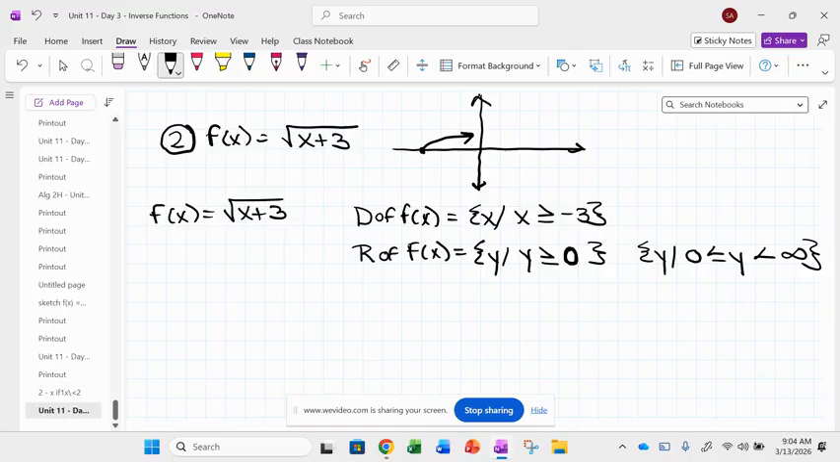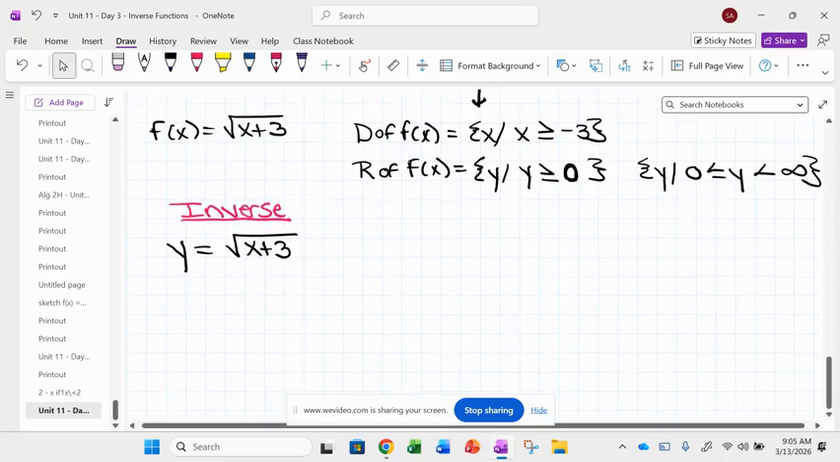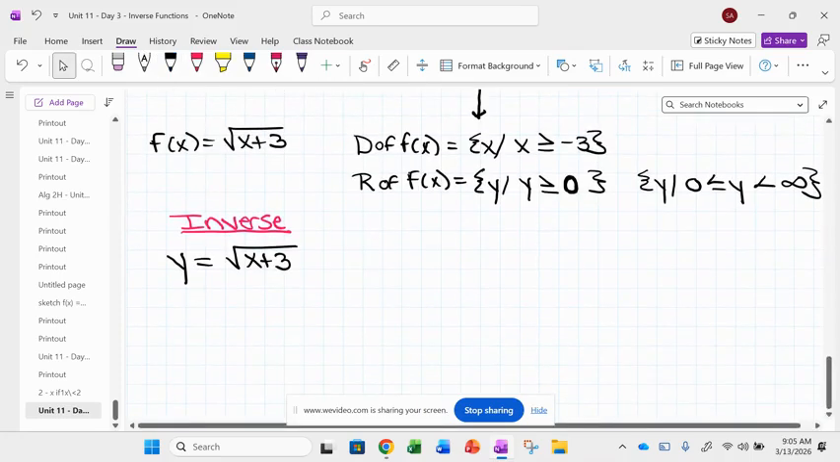Okay, are we now ready to find our inverse? We should be. So now let's find the inverse function. My first step in finding the inverse function is to take f of x and replace it with y. So I'm going to have y is equal to the square root of x plus 3. Who remembers what our next step is? Violet? Good. We're going to switch x and y.